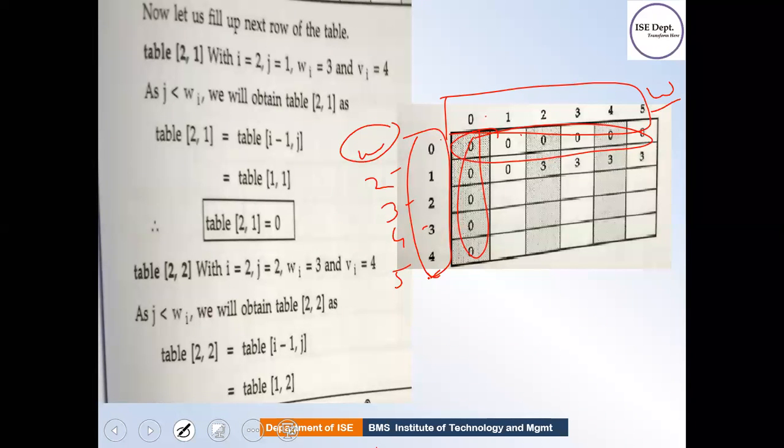So what should you do now? So 0, 0, 0, 0, 0 in the first row and column, correct? Okay, fine. So all these values are done.